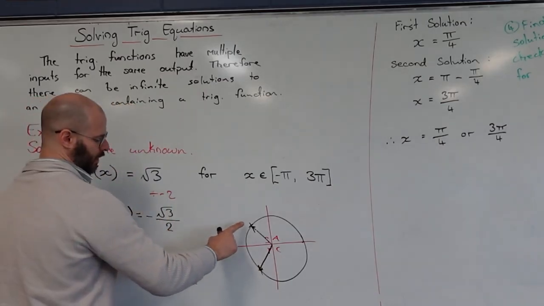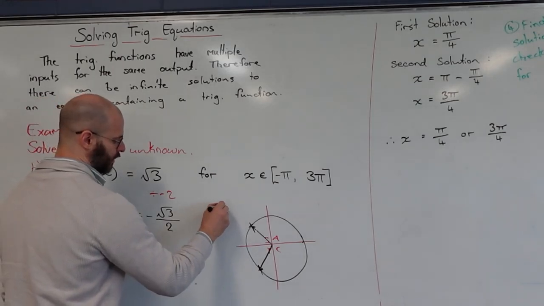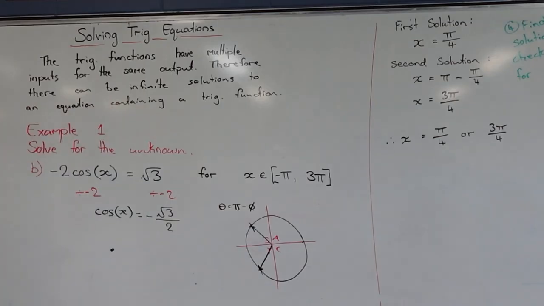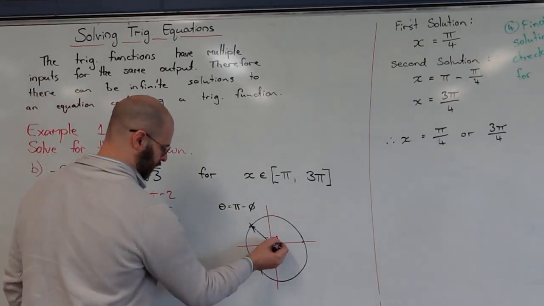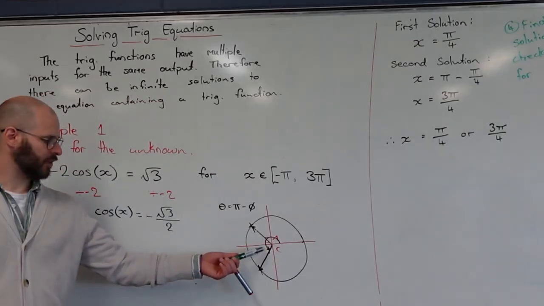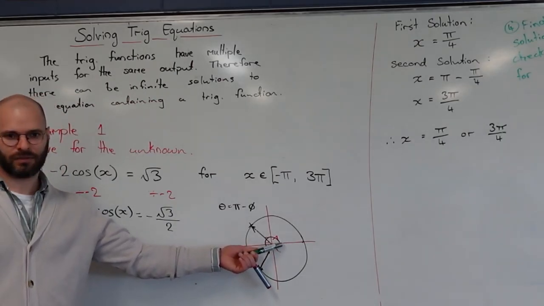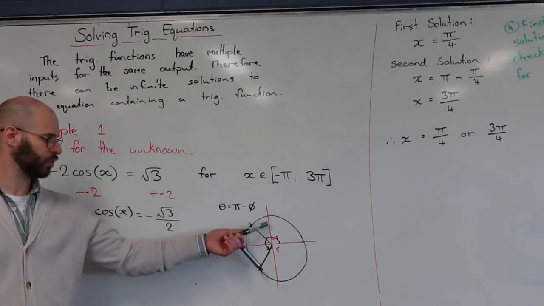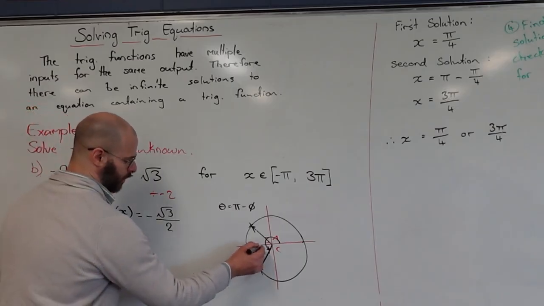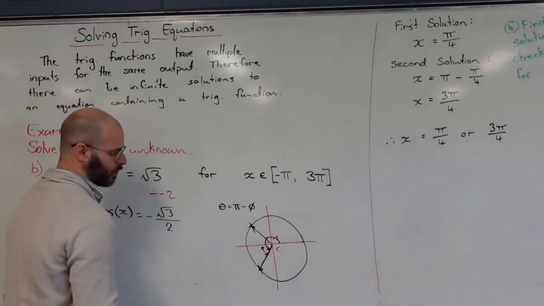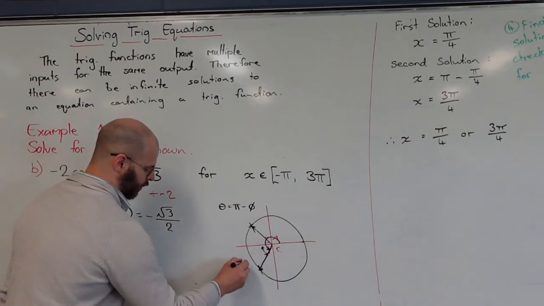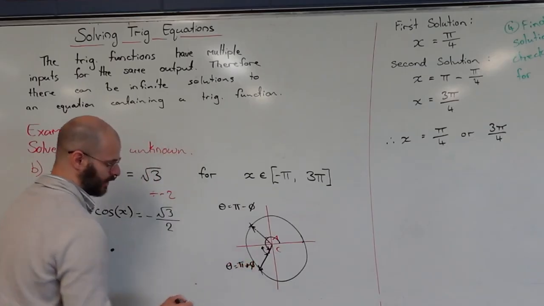To be able to work out the solutions here, we know that our theta is going to be pi take away the interior angle phi. But what about down here? The angle of interest theta starts at the positive x direction or x-axis and swings all the way around to here. It's going to be made up of the interior angle plus pi. So theta in this case is going to be pi plus phi.